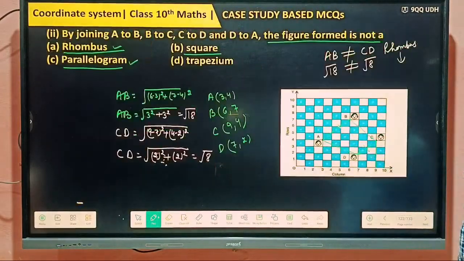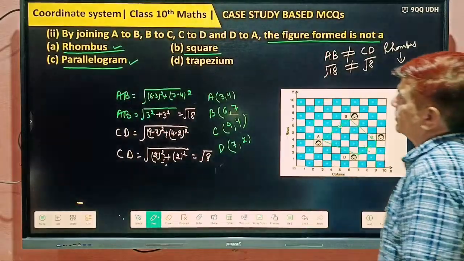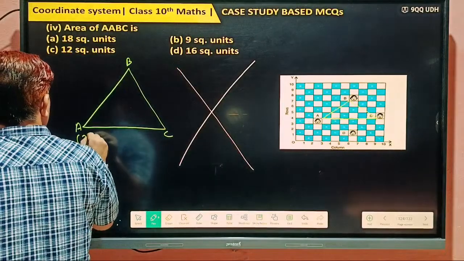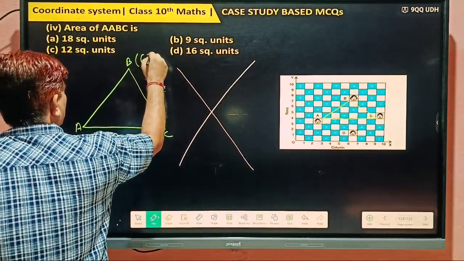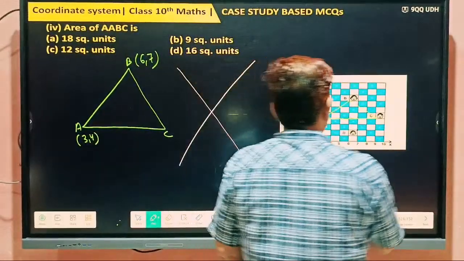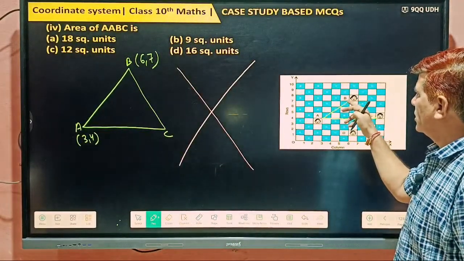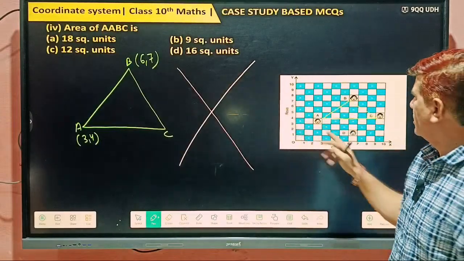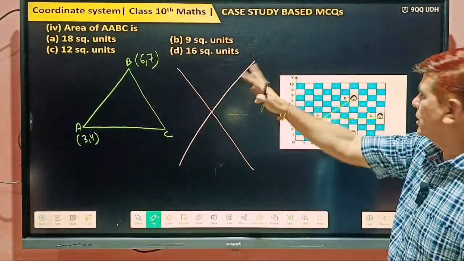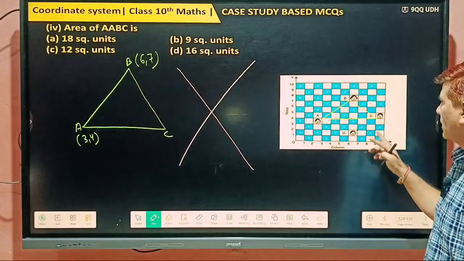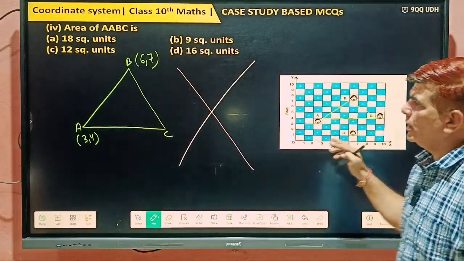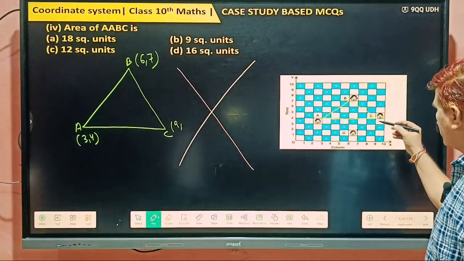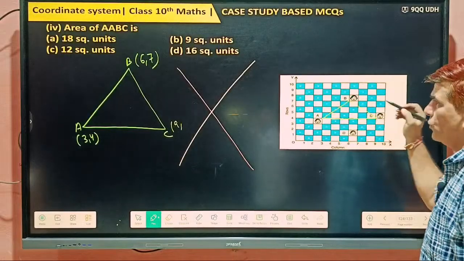Whose do you know? A is 3, 4. A coordinates are what? 3, 4. So 3, 4 I can write. B, I think 6, 7 is given. Check one time. B is this. So its distance from the y-axis is 6 units, so 6. And distance from the x-axis is 7 units. C coordinates are what? How much distance from the y-axis? 9 units. So x coordinate is 9. And how much distance from the x-axis? 1, 2, 3, 4. 4 is this.